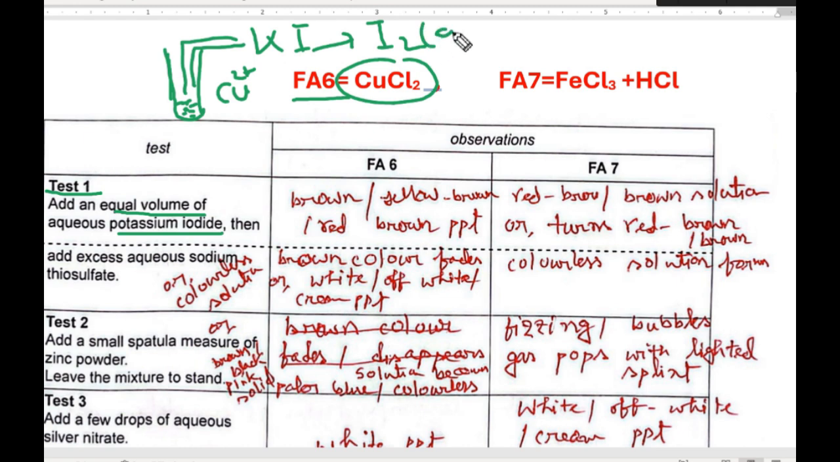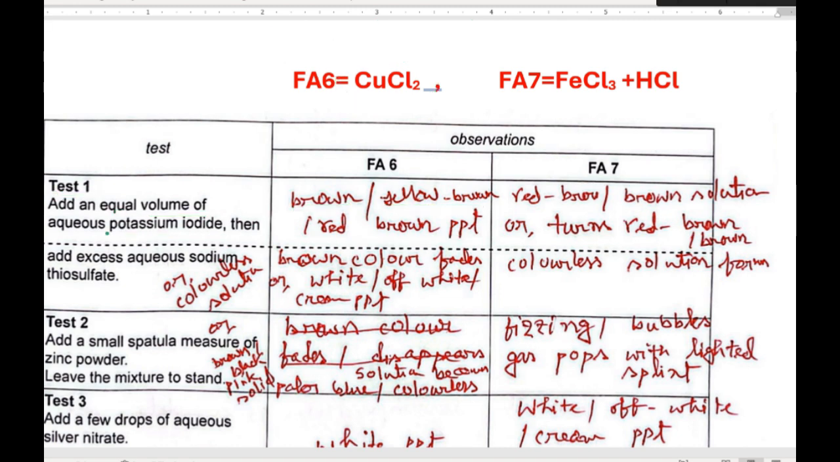Aqueous iodine is brown, so you will write brown or yellow brown or red brown, but the word brown you must write. You remember, aqueous iodine solution is brown color. So if you write yellow or orange, this is actually wrong. You should write brown, as aqueous iodine solution is brown. So when you add potassium iodide, iodide ion is oxidized to aqueous iodine, so you should write brown or red brown precipitate.